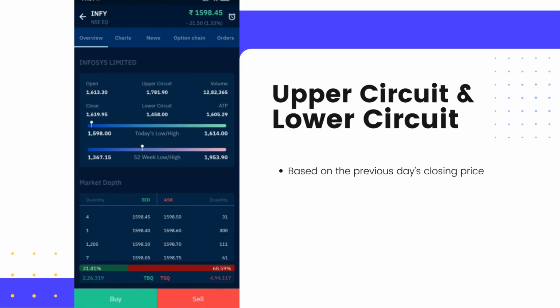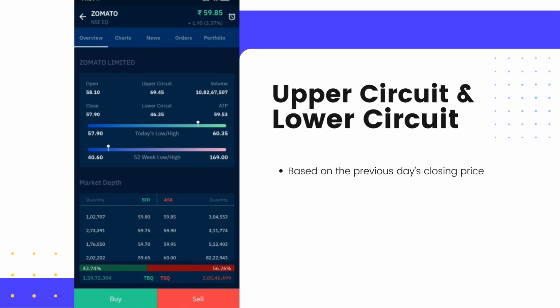For Infosys it is 10%. Yesterday's closing price is 1619.95. So 10% above that is the upper circuit and 10% below that is the lower circuit. You can calculate it: 1619.95 plus 10% of 1619.95 will be the upper circuit, and similarly for the lower circuit you can subtract 10% from it. For Zomato also you can calculate it, but for Zomato the percentage is different.